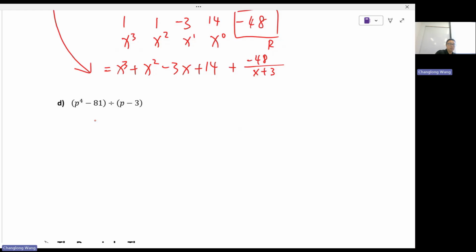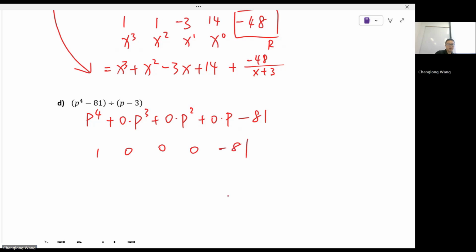So now I'm gonna put down the dividend in the descending order with all the zeros, holding the place for the missing terms. P to the fourth plus 0 times p to the third plus 0 times p to the second power, 0 times p, right, minus 81. Therefore, I'm getting 1, 0, 0, 0, negative 81. Okay? And since we are subtracting 3 from the variable, r is 3.